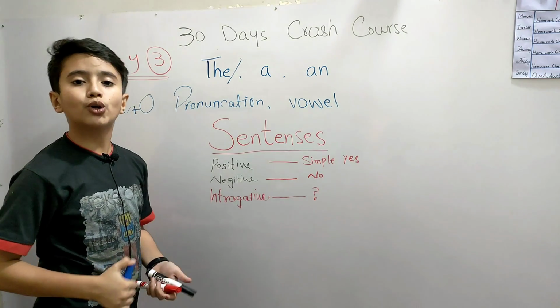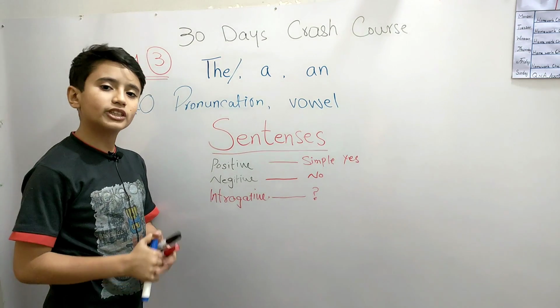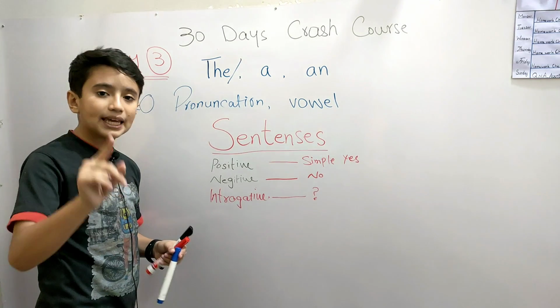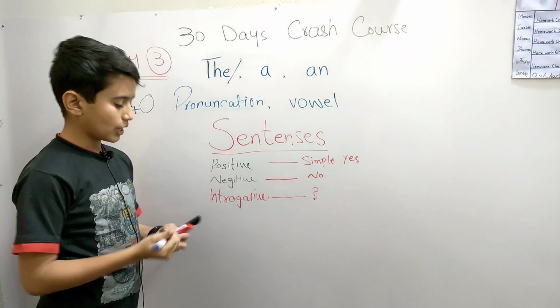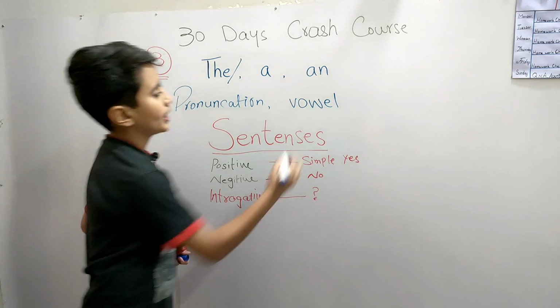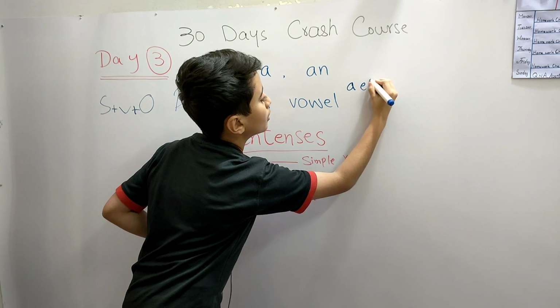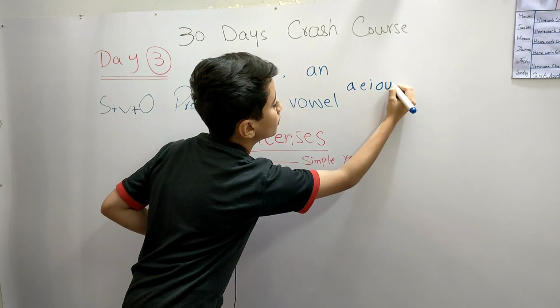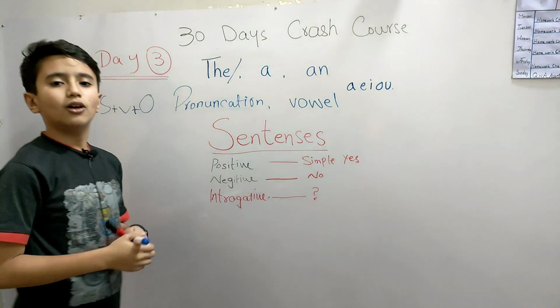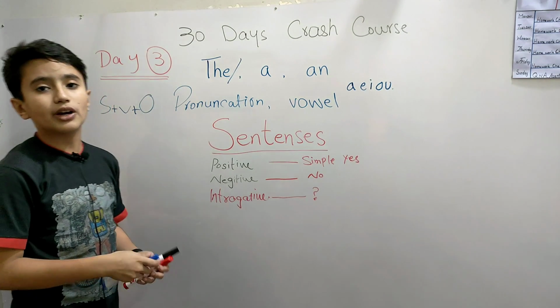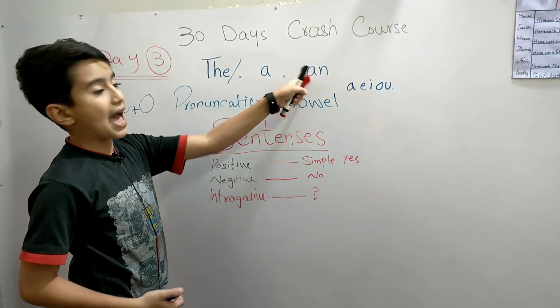A we use for consonants. If you don't know what consonants and vowels are, you might be a child, but still, the vowels are A, E, I, O, U. These are vowels. So these 5 vowels, with them we use an.